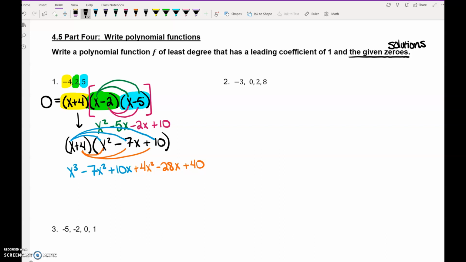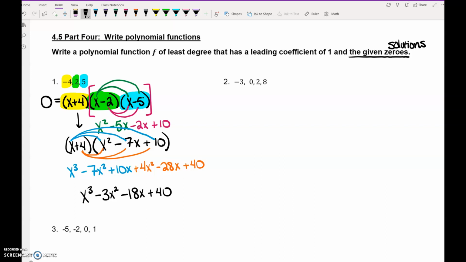Combine your like terms. We have x to the third. For x squared, we have -7x squared and 4x squared. That would combine to give us -3x squared. For our x's, we have +10x and -28x, so -18x. And then we have a plus 40. That's the fully multiplied out.